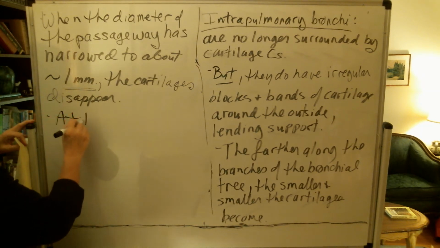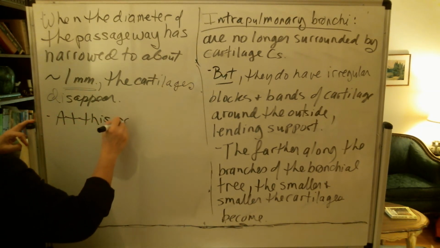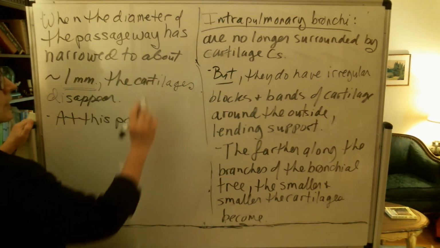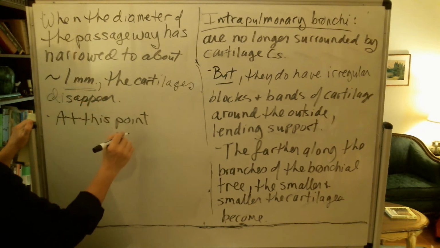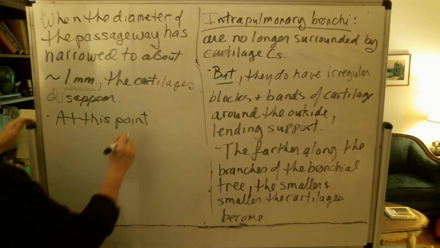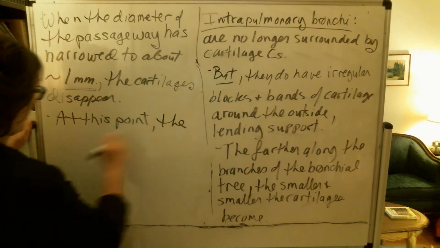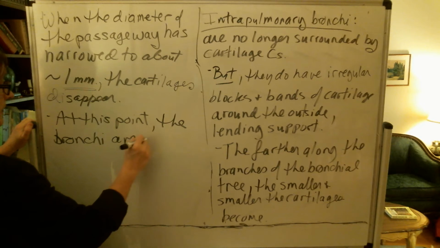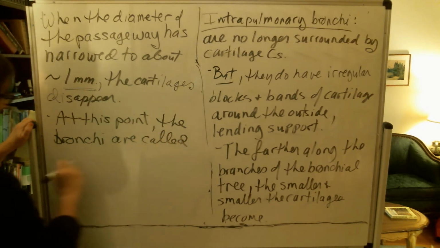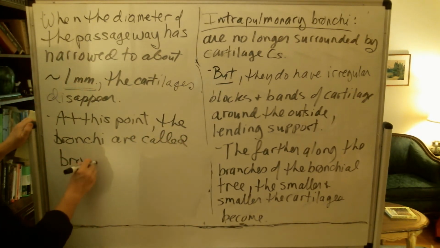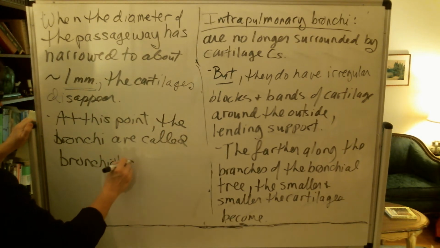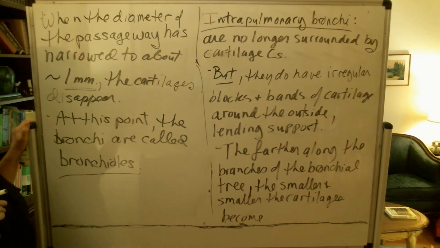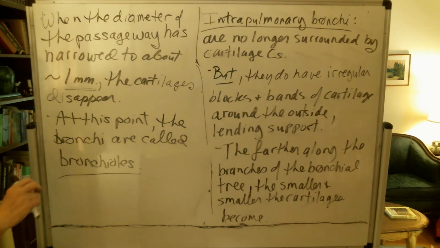So at this point, when the cartilages have gone, when they have gotten this narrow, then at this point the bronchi are called bronchioles. So there are your bronchioles, 1 millimeter or less in diameter and with no cartilaginous support.